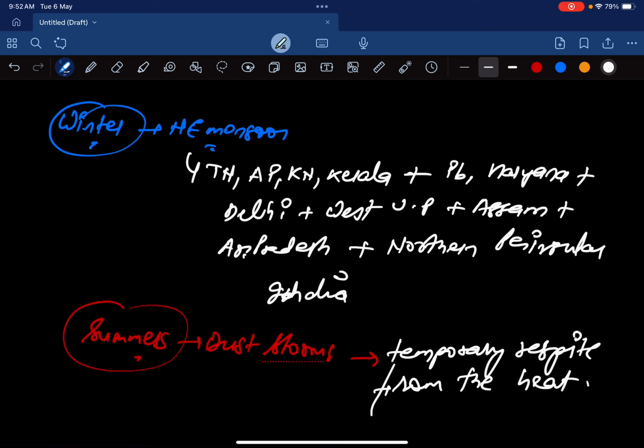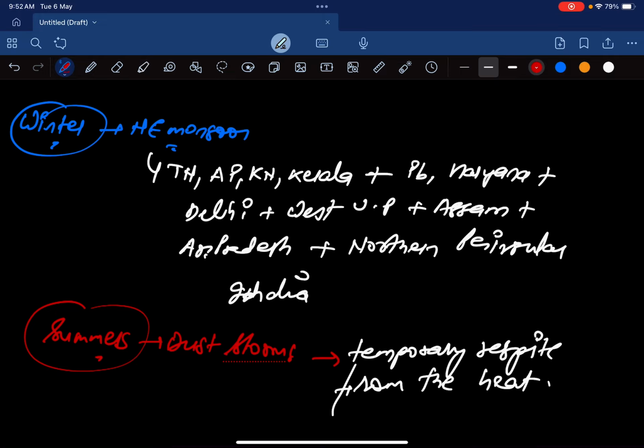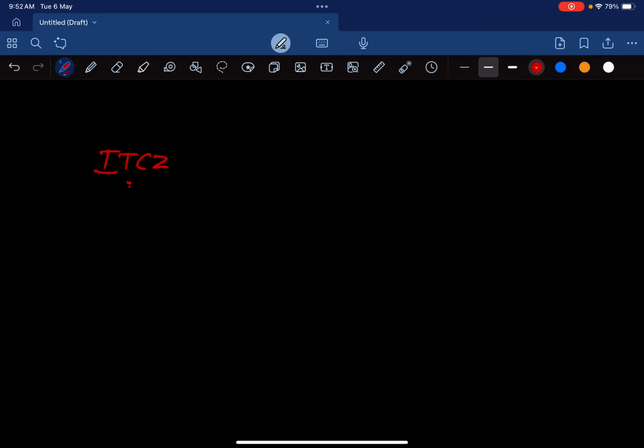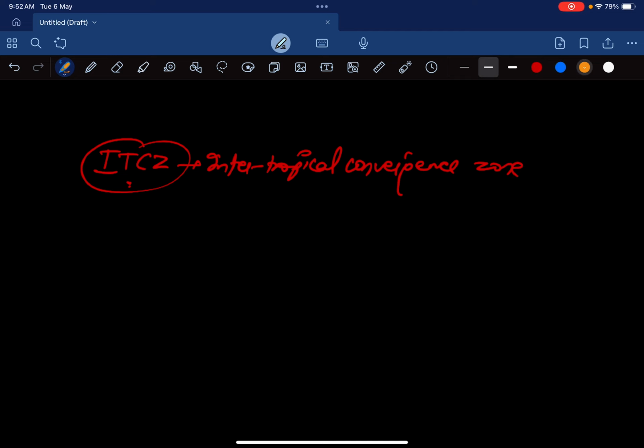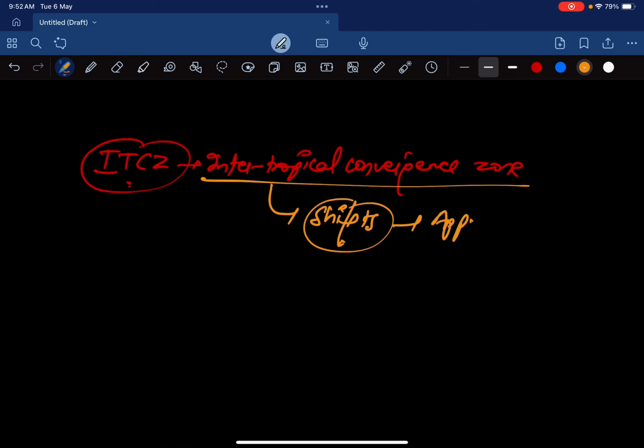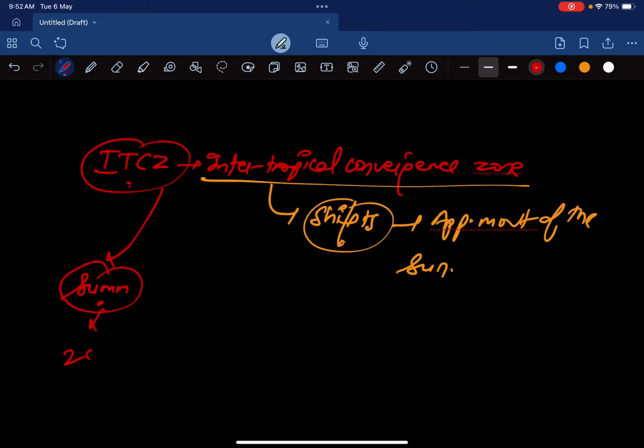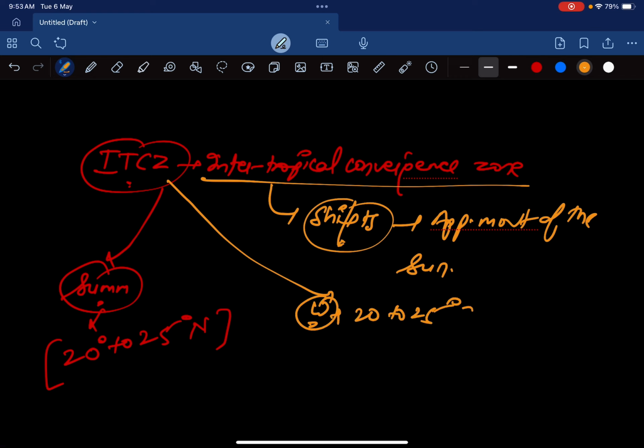Right? Now there is also a key term called ITCZ, the intertropical convergence zone. Right? Now this ITCZ also shifts depending upon the apparent movement of the sun. In the summers, it moves up to 20 to 25 degrees north, and in winters about 20 to 25 degrees south. Right?